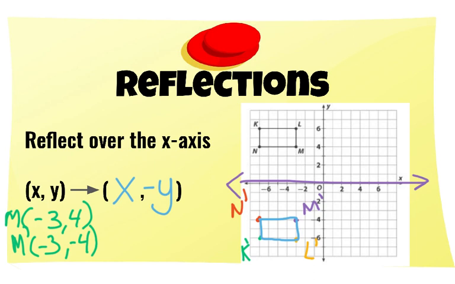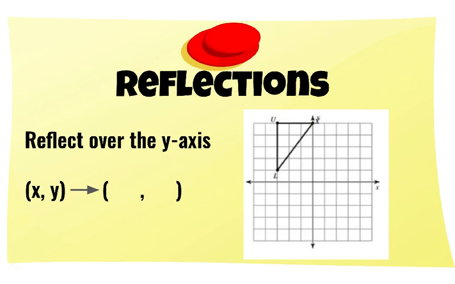Let's make sure that holds true for some of the other points. Pick another point. Do you want to pick L, N, or K? Let's look at L. L originally started off being at 3, 6. And now my L prime, my new L, is located at -3, -6. So did our algebraic rule hold? Well, our x value stayed exactly the same, and our y value changed to the opposite.